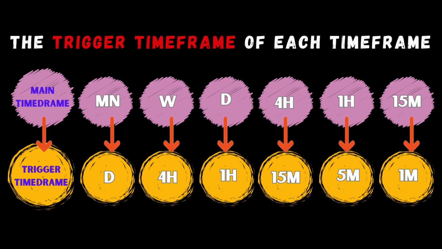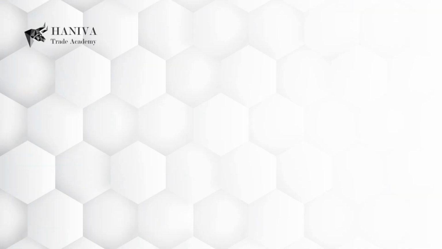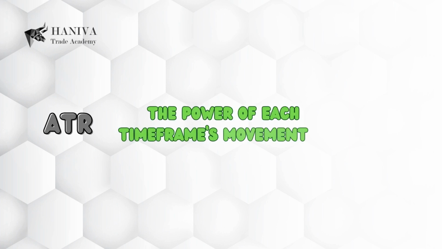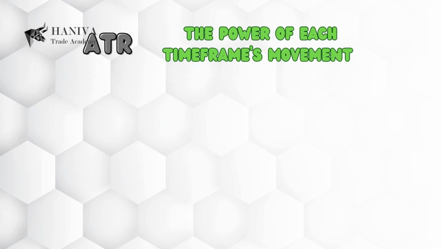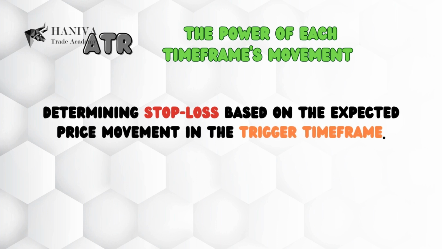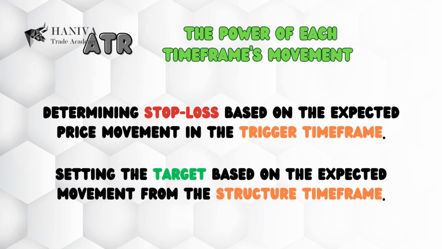The reason we go to the trigger time frame is to reduce the stop loss and increase the target for a better risk-to-reward ratio. Everything in this strategy is based on ATR, as explained in previous videos, where we calculate the power of each time frame's movement using ATR and use that for setting stop losses and targets, determining stop loss based on the expected price movement in the trigger time frame, and setting the target based on the expected movement from the structure time frame.